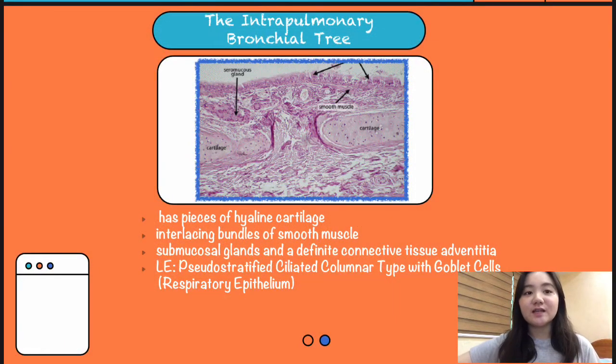So first, let's identify the parts of the intrapulmonary bronchial tree. As you can see, there's a hyaline cartilage, interlacing bundles of smooth muscles, submucosal glands, and a definite connective tissue adventitia. In successively smaller bronchi, the mucosal epithelium changes from pseudostratified ciliated columnar type with goblet cells.